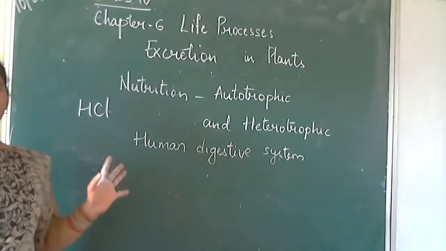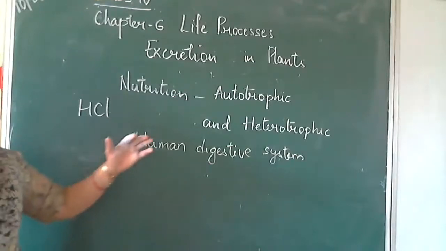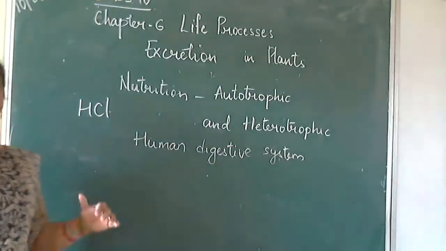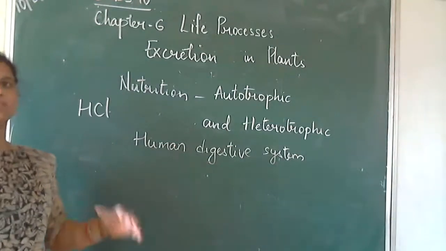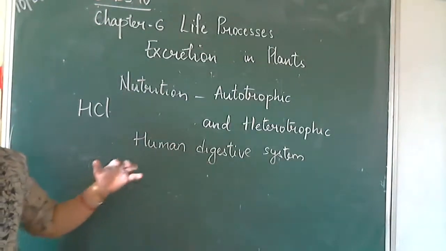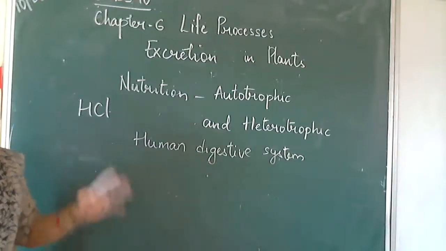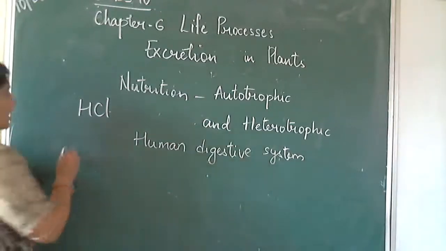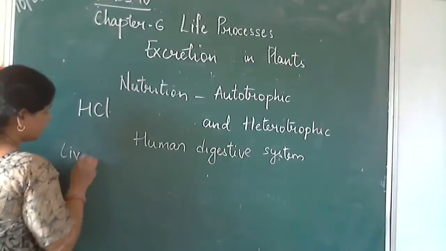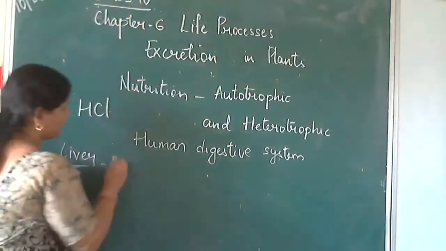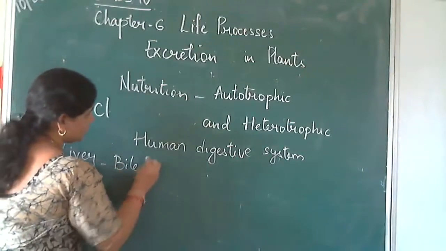Okay, carbohydrates will be broken down into glucose. The final product is glucose. Proteins, the final product is amino acids. Fats, the final product is fatty acids as well as glycerol. Okay, so now the liver. Here again you remember about the liver. So what is the function of the liver? Liver secretes bile juice.